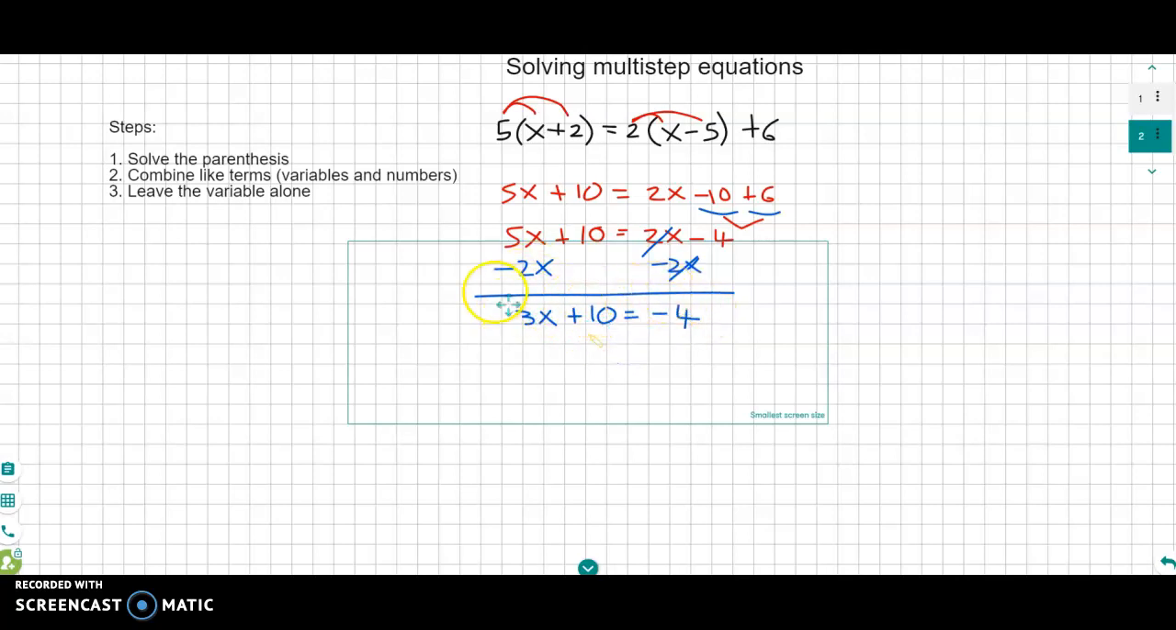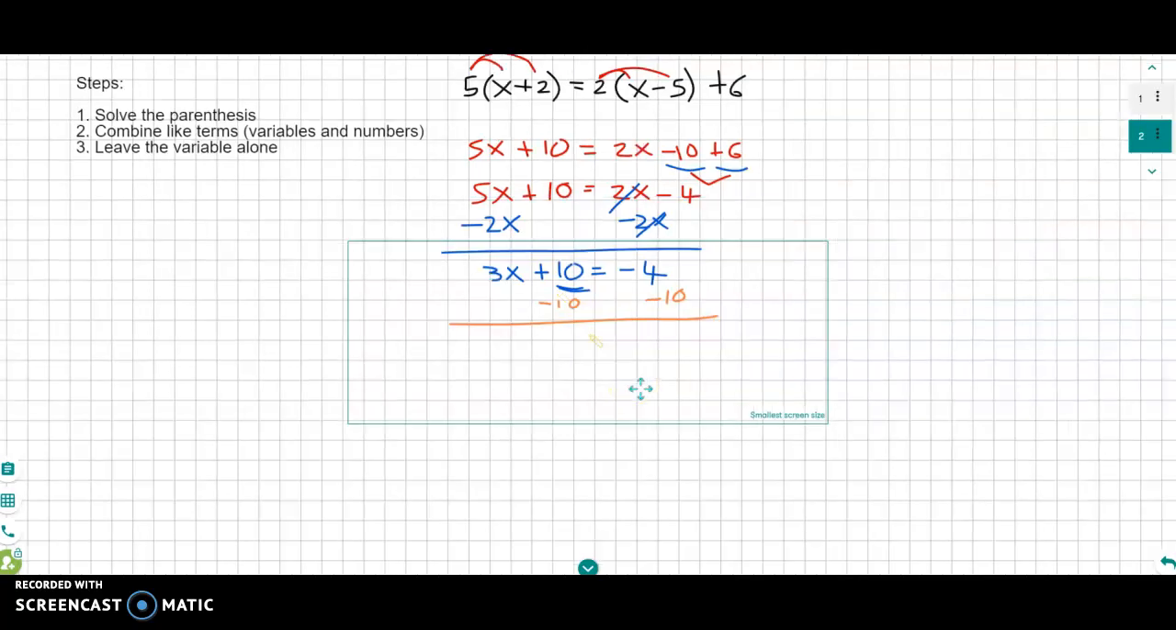How can we solve this? The same method as before. So here we have plus 10, we have to cancel this number that is bothering the variable, so we are going to subtract by 10 and 10 at the other side of the equation. So what we will have is the following equation.